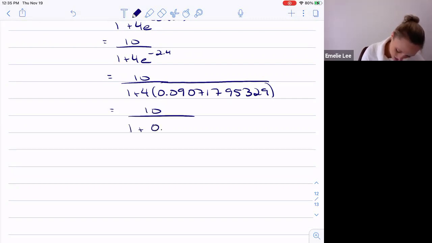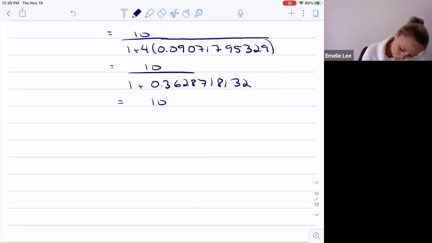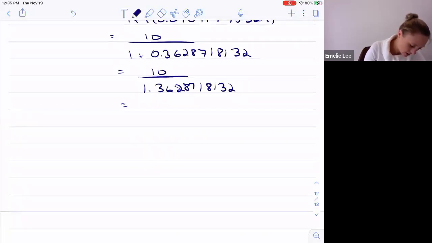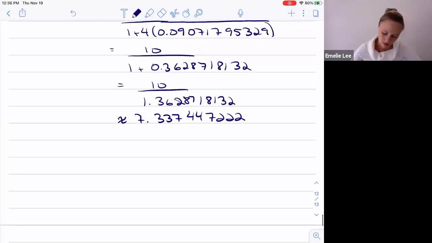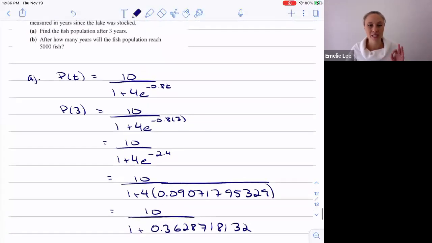10 divided by 1 plus 0.3628718132. 10 divided by... As soon as we started doing approximations, I should have had approximately equal to, but I won't be too picky. That gives 7.33744722. Okay, but remember the population is in thousands, right?